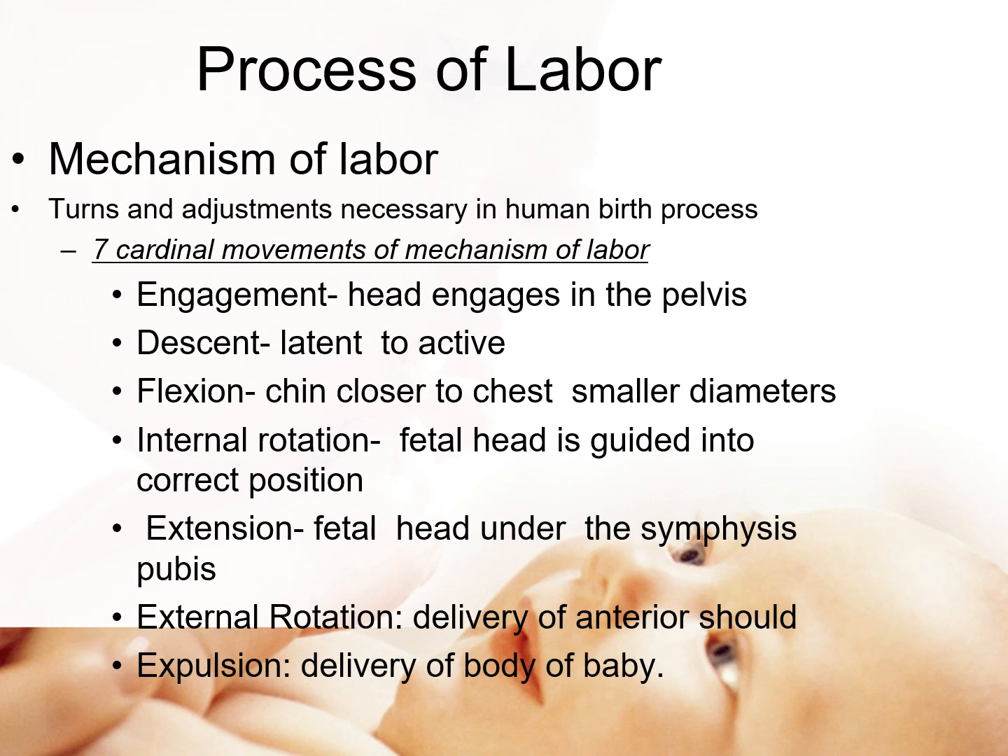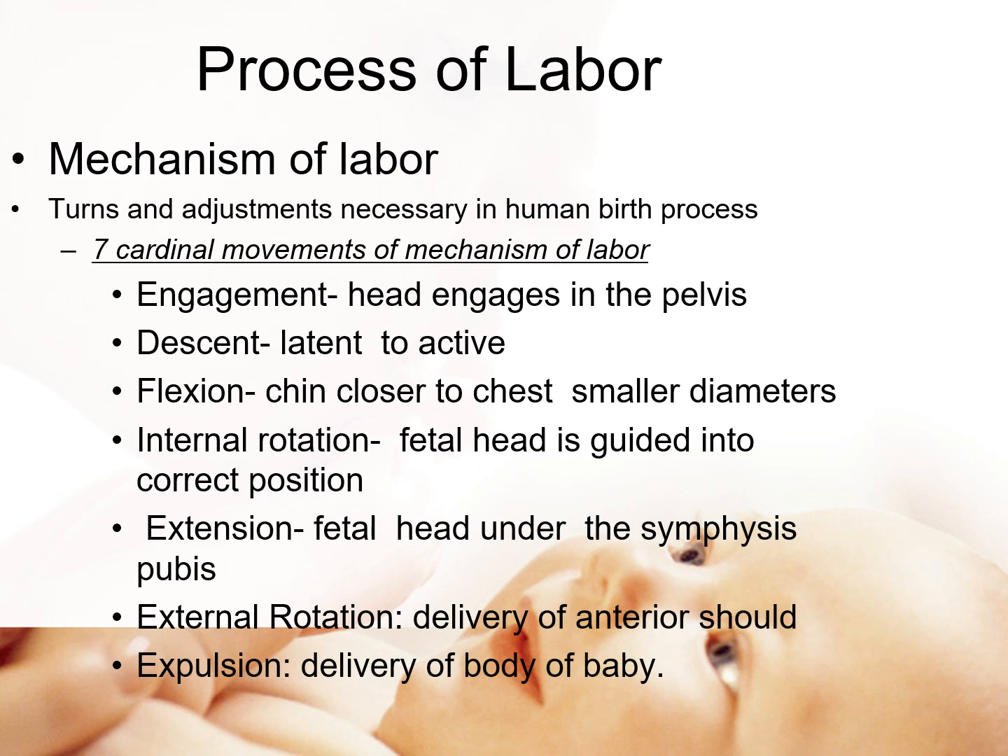So, the mechanisms of labor. I think of the cardinal movements like Tetris. This is maneuvering through the pelvis. In order for the baby to deliver, they have to go through the 7 cardinal movements of labor. The first is engagement. If they don't even reach that, they're not going to go through the cardinal movements. Again, this is a 0 station. Then they have descent, latent to active.